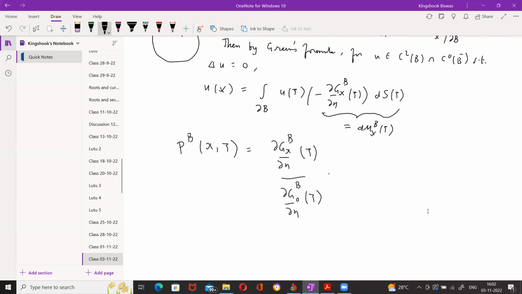Do you want me to continue for 5 minutes or should I stop? Actually, sir, I have a talk to deliver at 4:30. Fine, so let's stop today and we'll talk next week. Okay, fine. So this is a more or less explicit formula. You just need to compute the Green's function of the ball. That's all.